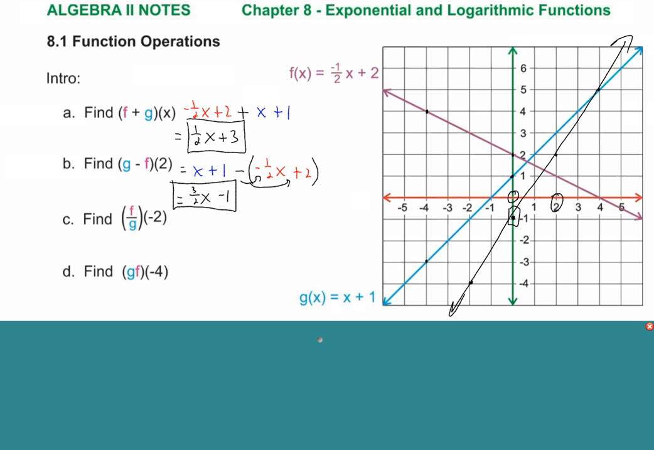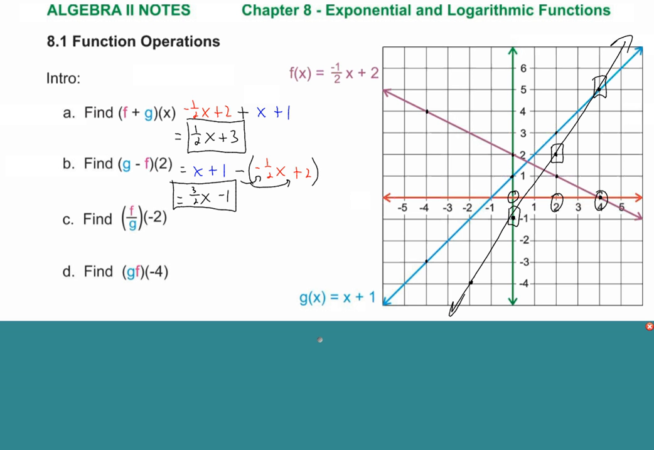Input of 2. Again, what is our blue output? 3. Minus our red output of 1. 3 minus 1 is 2. Let's do 4. What is our blue output? It's a 5. What is our red output? 0. 5 minus 0 is 5. And again, you can do this everywhere on the graph.